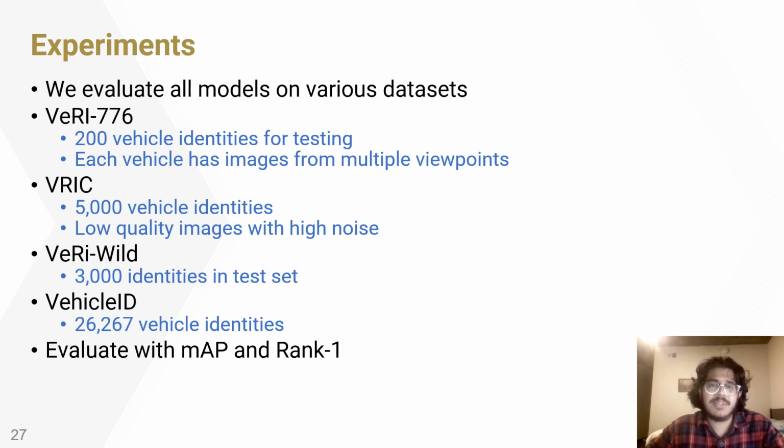Evaluations are conducted with the mAP metric and rank 1 metric. Under the mAP metric, we measure the ranking quality, where the top k retrievals for a query vehicle are checked against a ground truth. Rank 1 checks what percentage of the first retrieved image matches the query vehicle identity. In combination, they provide a good idea of how well the model functions.